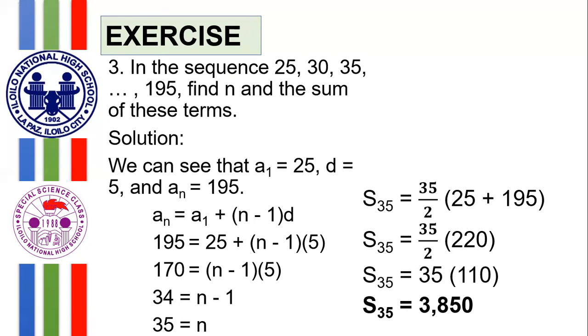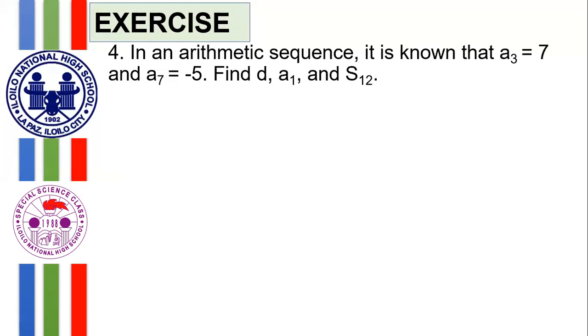I hope you are doing great so far. Number 4. In an arithmetic sequence, it is known that a sub 3 equals 7 and a sub 7 equals negative 5. Find the common difference, a sub 1 and S sub 12. So let's do this. By the way, if you wish, feel free to solve the problem before attempting to continue with the video. Okay, so our given is a sub 3 equals 7 and a sub 7 equals -5.